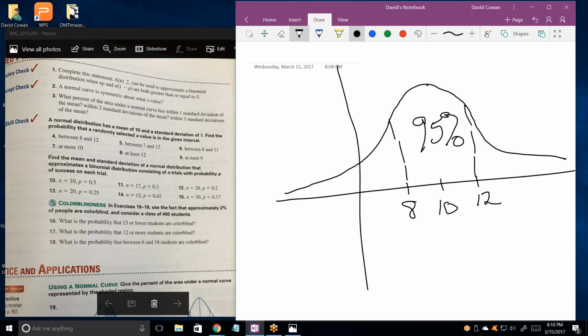Now, let me just check one thing. I'd hate to be giving you wrong information. Let me look at their definition of standard deviations. I want to make sure that you go in both directions. Okay, here we go.